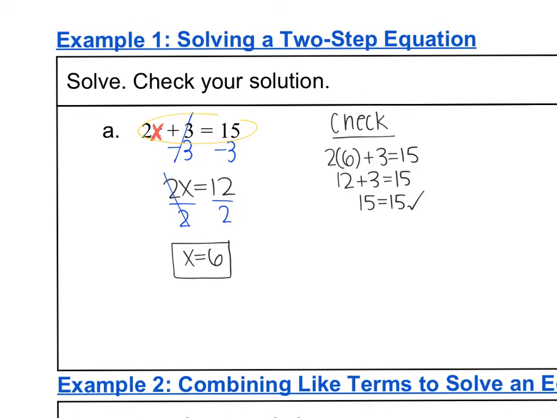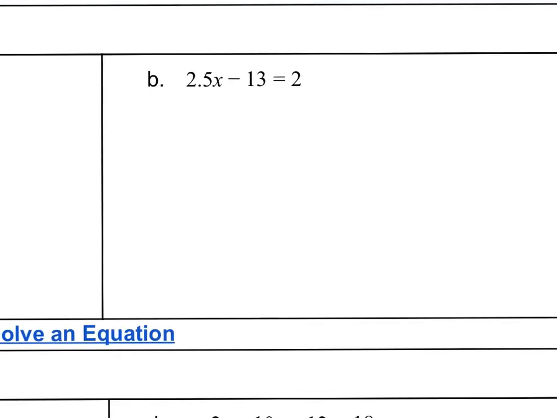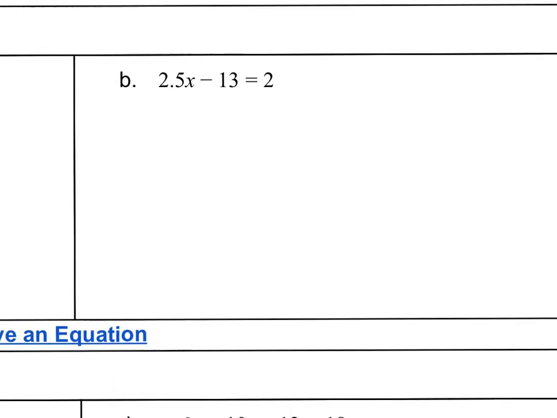Let's try the next one. Again, I'm going to start by identifying where my variable is and then undoing to get it by itself. So my variable is x again, right here. I'll work outside in, so first I'll get rid of that minus 13. To undo minus 13, I'll add 13 to both sides, always to both sides. So the 2.5x is now isolated, the 13's gone. When I add 13 to the other side, I get 15. I've got to keep going.